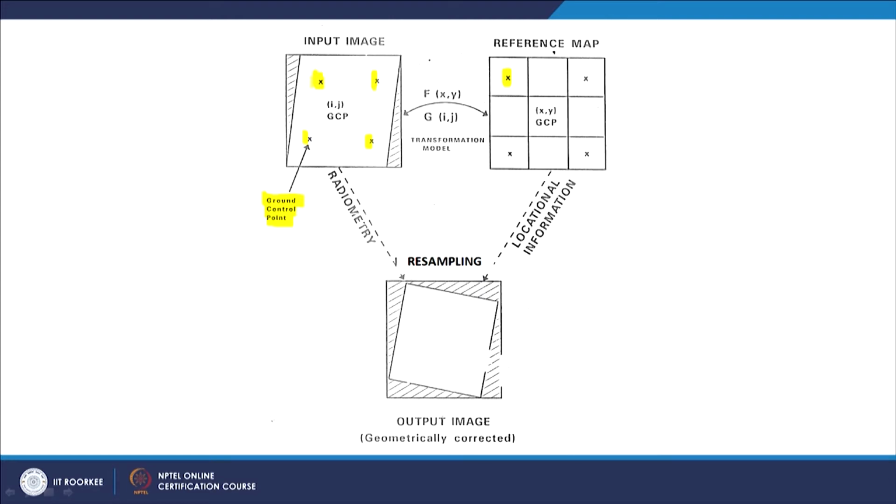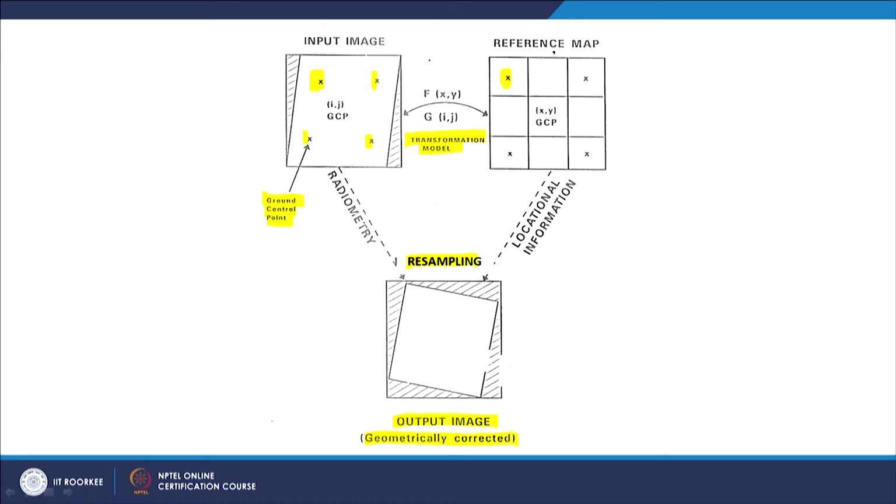So I will tie this coordinate with this GCP, with this GCP, and likewise I will tie up all GCPs. After registration, once I have the transformation function available, I will do the resampling and create a product output image which is geometrically corrected.